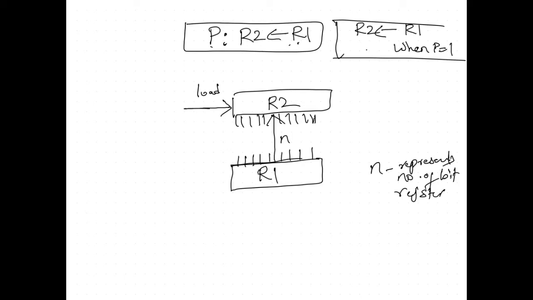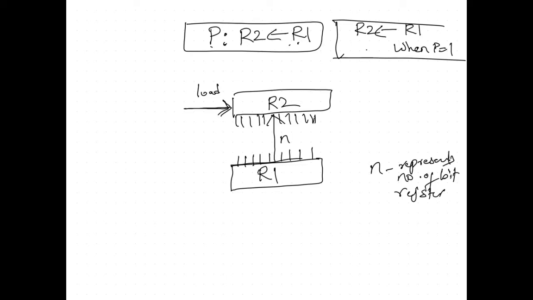When the load signal is activated, what happens? The contents of R1 will move to R2. When the load signal is high or activated, what happens? The contents of R1 will move to R2. But when the load signal gets activated, that is what is very, very important.